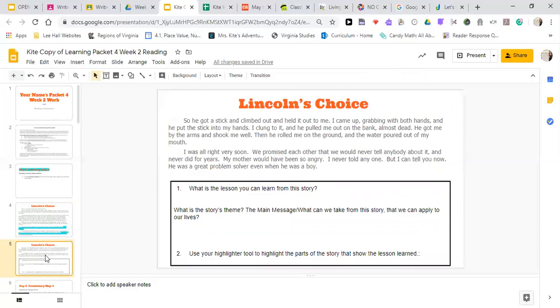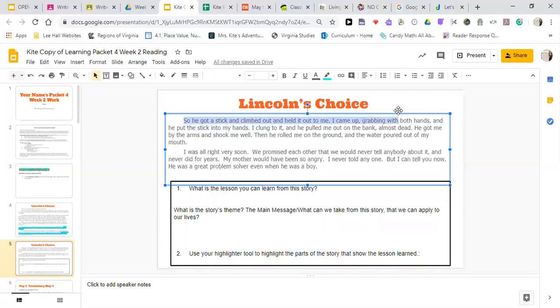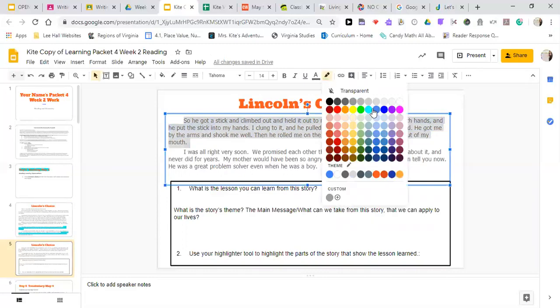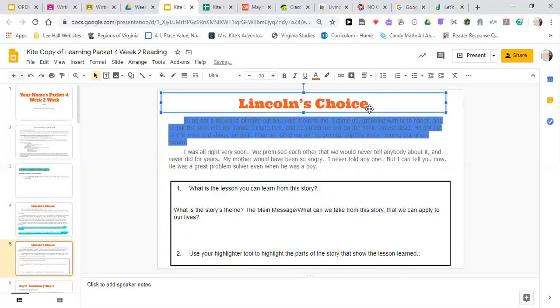So he got a stick and climbed out and held it out to me. I came up grabbing with both hands and he put the stick into my hands. I clung to it and he pulled me out on the bank almost dead. He got me by the arms and shook me well. Then he rolled me on the ground and the water poured out of my mouth. I'm going to highlight this because I think this entire paragraph is very, very important to determining our message.